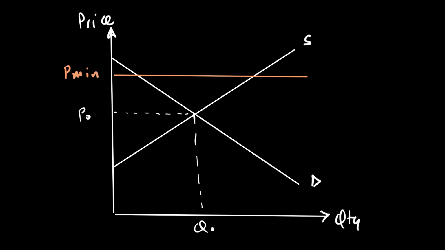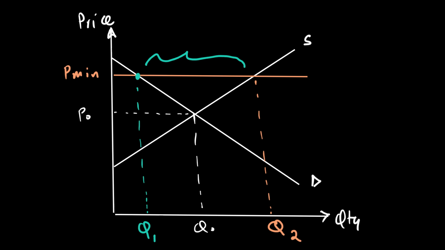When you charge this price P min, automatically quantity supplied will go up. Why? Because when the price goes up, the quantity supplied will be much more, encouraging farmers or producers of sugar to produce more sugar. But at the same time, because the price has gone up, quantity demanded has gone down to, for example, Q1. So this means the quantity supplied is now more than quantity demanded, or in other words, we have a problem of a surplus or excess supply.